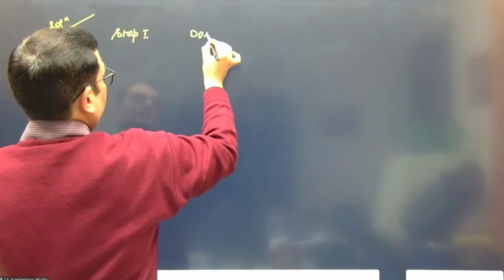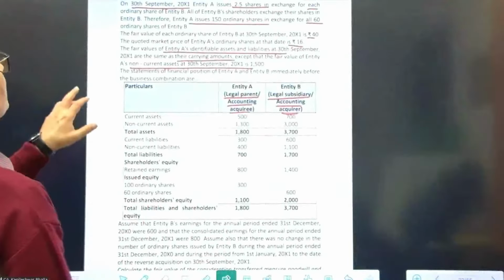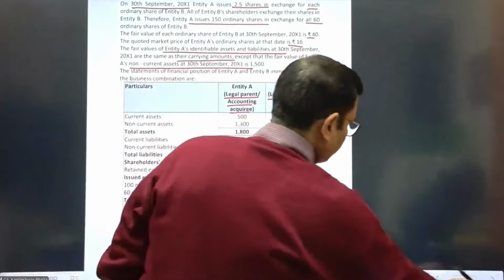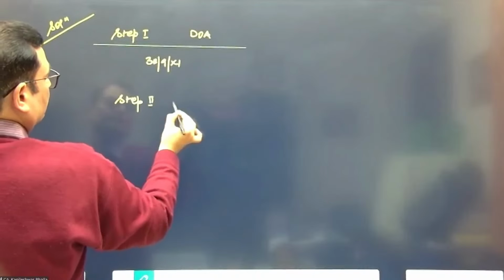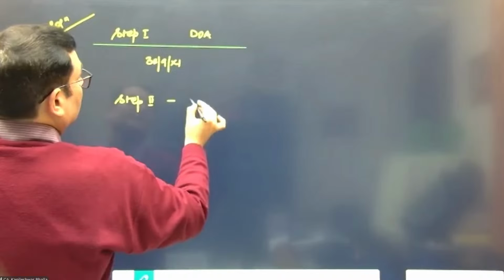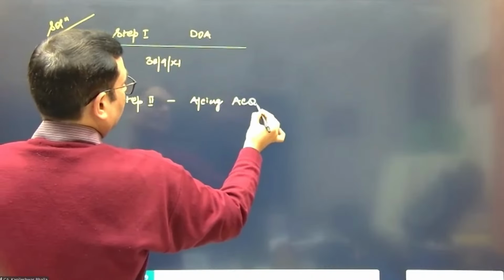We're going to go to step number 1. In terms of step 1, we're going to go to the date of acquisition. I think the date of acquisition is very clearly stated. We're given that we have acquired on 30th September X1. So the date of acquisition is 30th September X1. Then we go to step number 2, identifying who is the accounting acquirer.